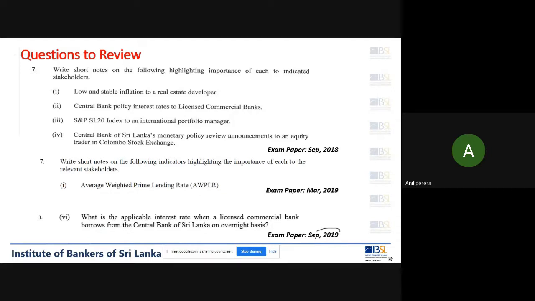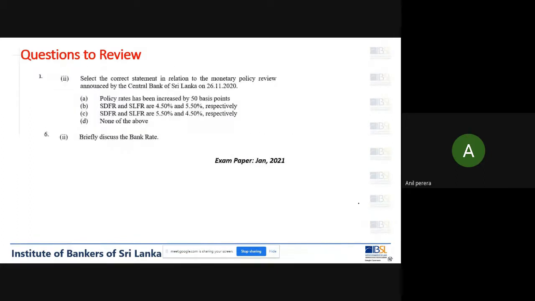Now this 2019 question, what is the applicable interest rate when licensed commercial banks borrow from the central bank on an overnight basis? I hope you remember we discussed SLFR. SLFR is the rate that the commercial banks borrow for their funding needs on an overnight basis by placing collaterals with the central bank. Collaterals are the treasury bills and bonds.